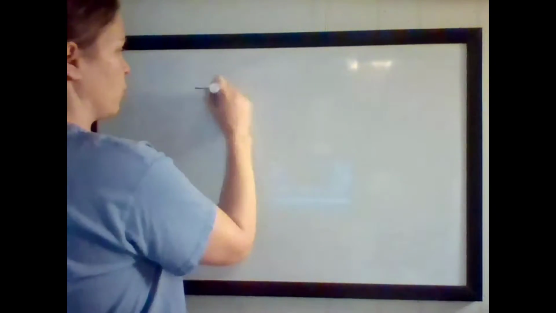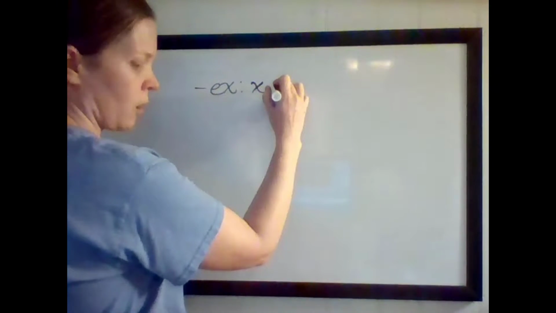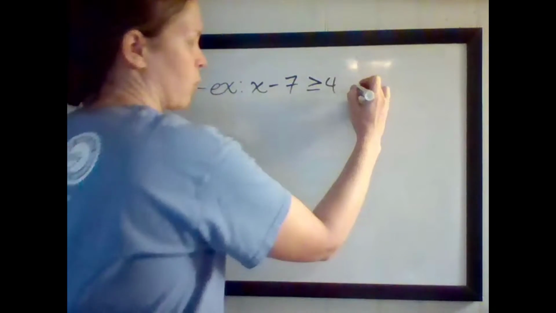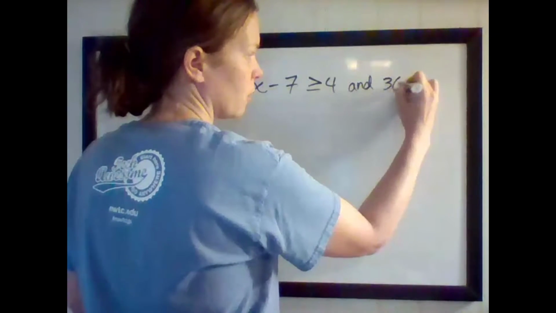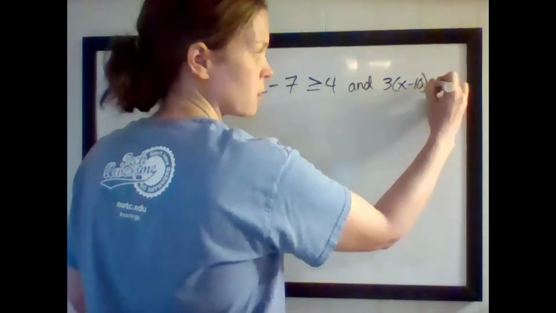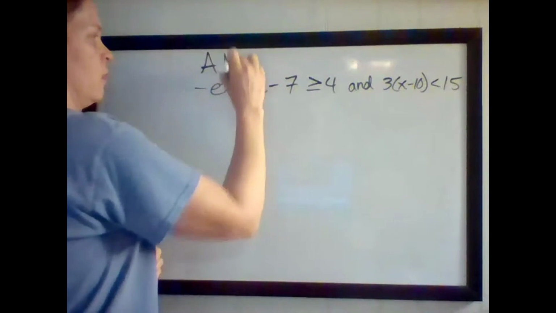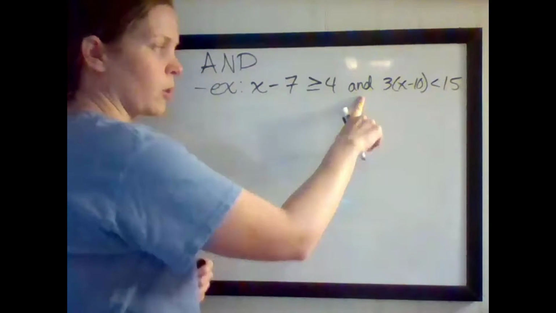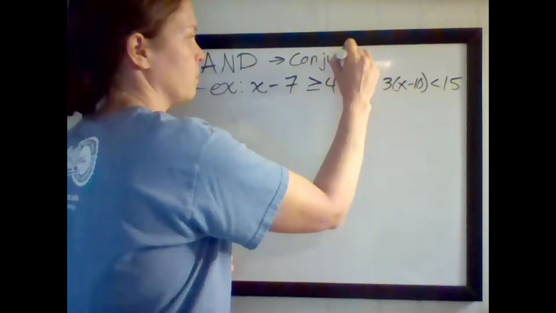Now let's look at if we have two endpoints. Let's say I have x minus 7 is greater than or equal to 4, and 3 parentheses x minus 10 is less than 15. This word and here: notice we have two parts to the inequality combined with an and. This is usually called a conjunction.